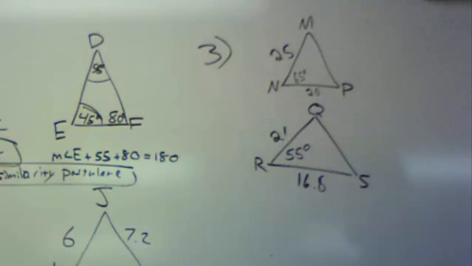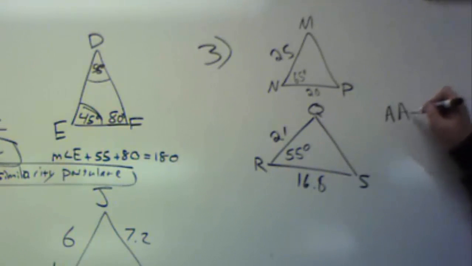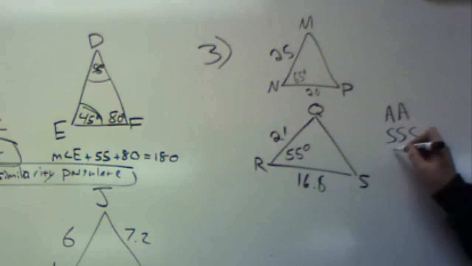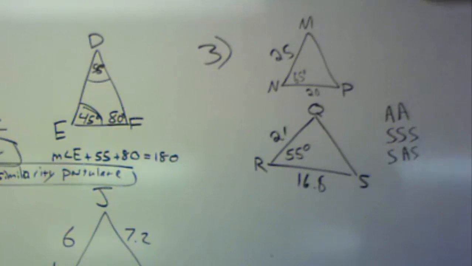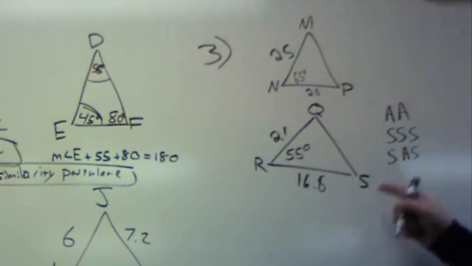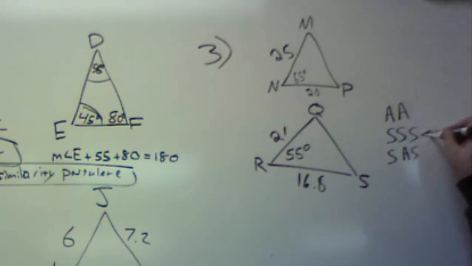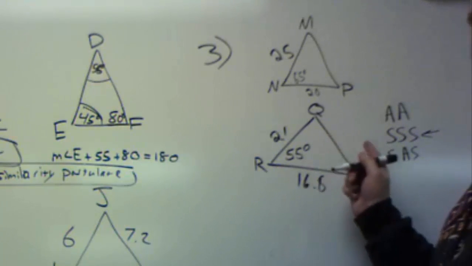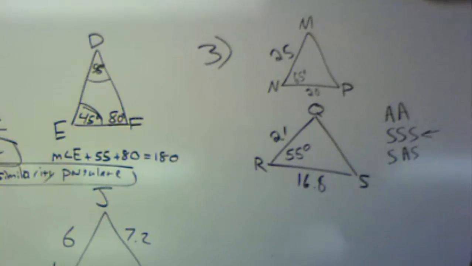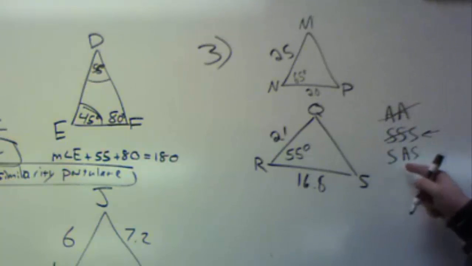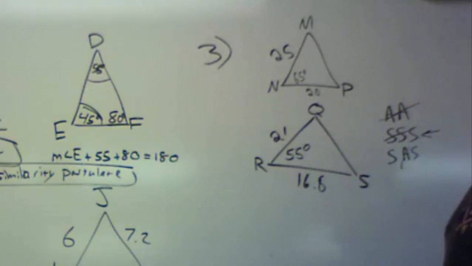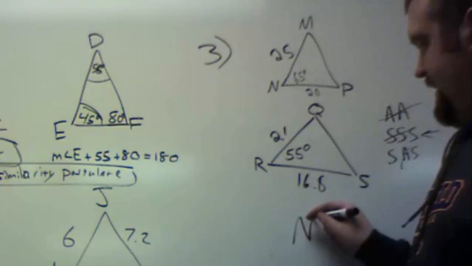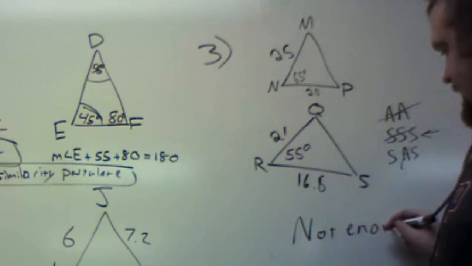Hold on a second. These angles don't match. And of my three options, angle, angle, side, side, side, and side, angle, side, well, if the angles don't match, I better have all three sides. But if the angles don't match, maybe it's one of these other angles and other sides that will cause it to be similar. I don't think I have enough information because I can't do it this way, I can't do it this way, and this one, the angles don't match, so I can't do it that way either. So this one, not enough info.